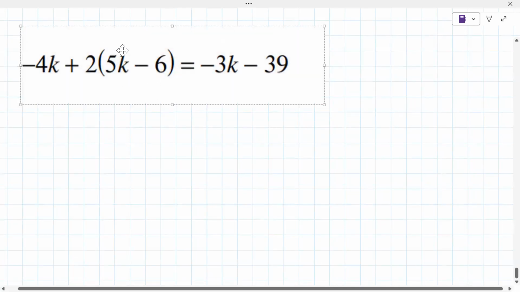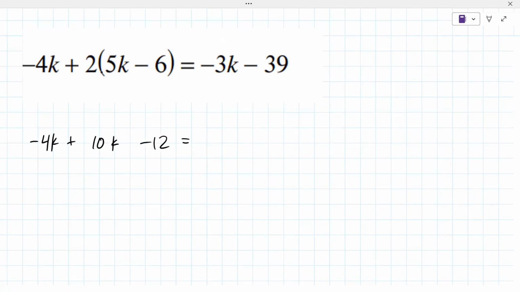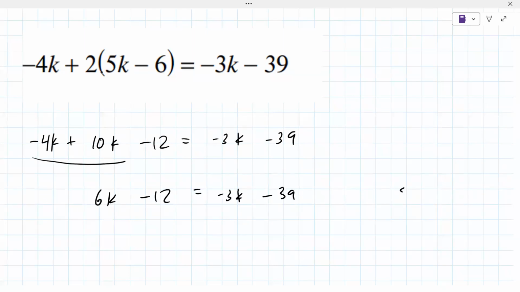You can see that there's the distributive property. After I do the distributive property here, and this is where you're going in your class, you will then combine like terms, and that's the simplify step. 6k minus 12 equals minus 3k minus 39. I would call that simplify because you're combining like terms. You can talk to your instructor.